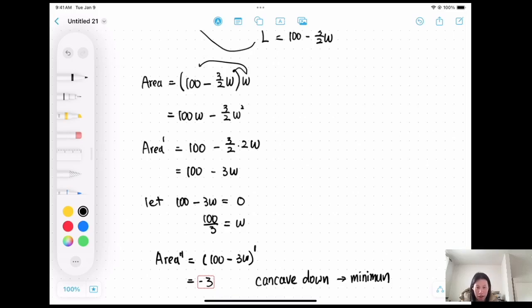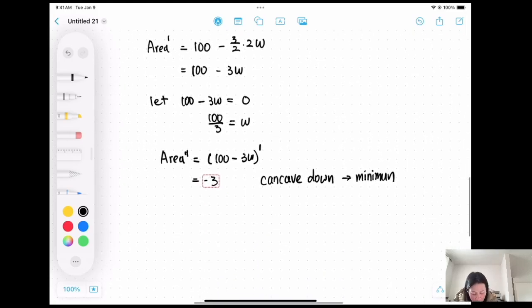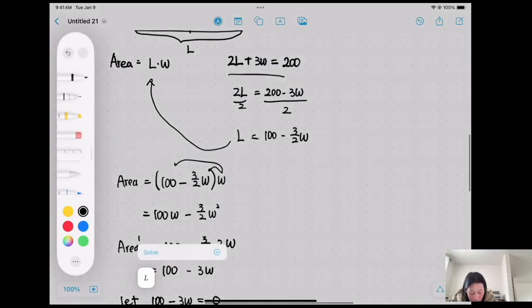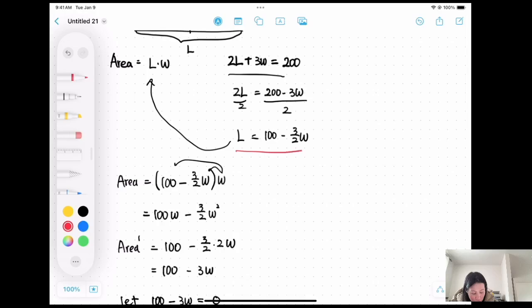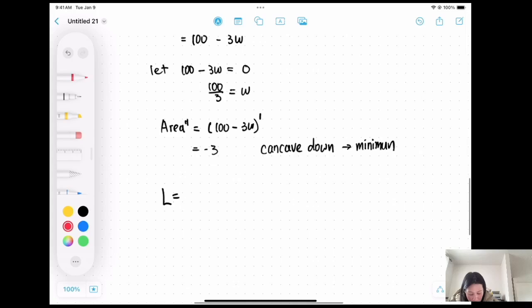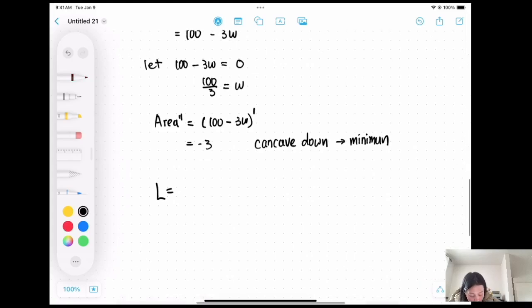Okay, but again, the question is not just asking where you will find the extremum. At where means if the width is 100 over 3, we will have the extremum. We need to find the dimension. That means we also need to find the width and the length. We know that by the previous step the length is equal to 100 minus 3/2 W. So we substitute this back.